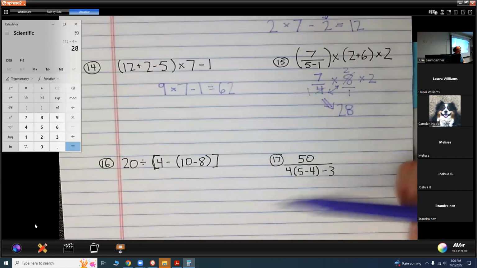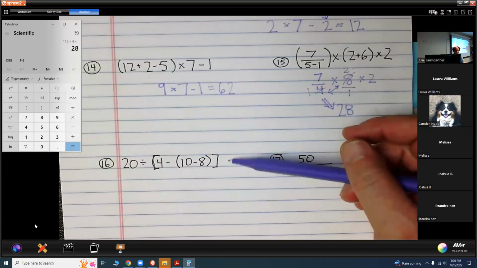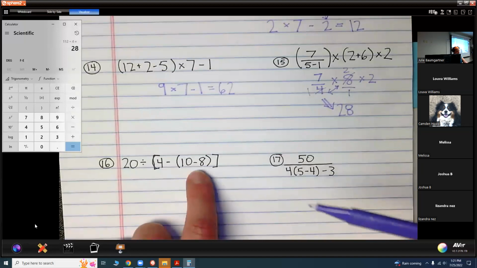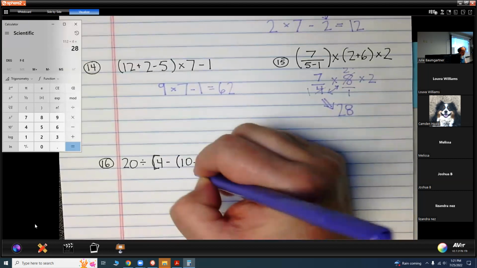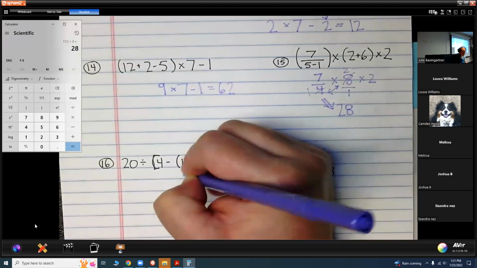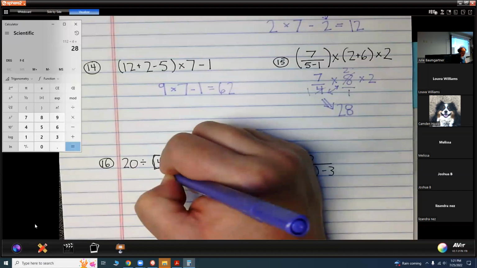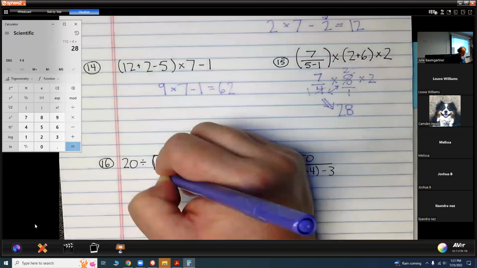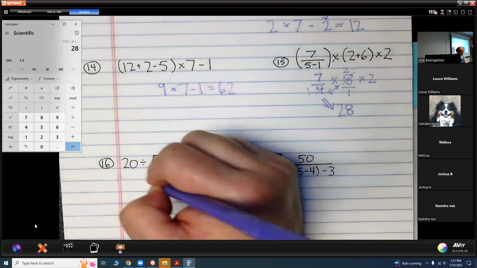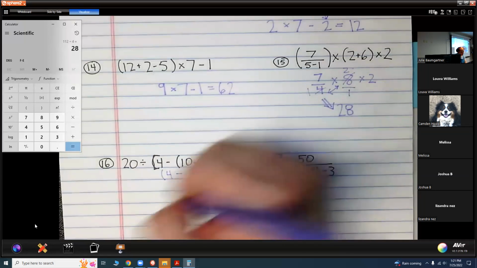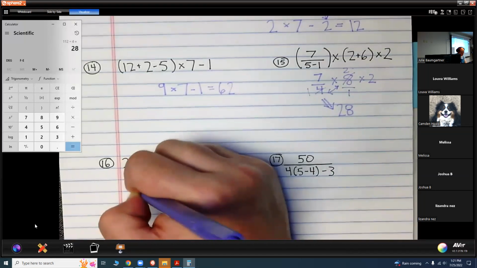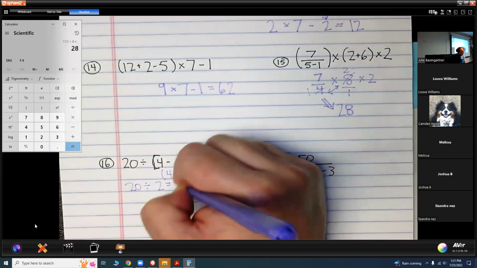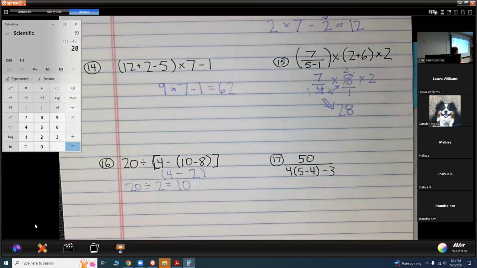Okay, so number 16, right? We have parentheses within parentheses, so we're always going to the innermost parentheses first to do our work. So 10 minus 8 is 2, right? And then 4 minus 2 is 2. So then the answer is 10. Yeah. Okay.